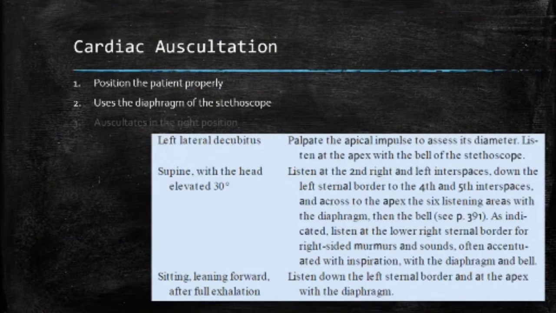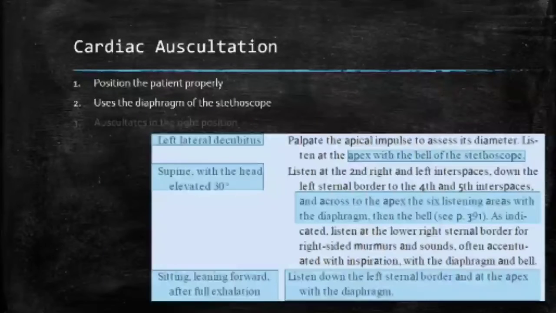In auscultating the heart, position the patient properly. Remember the slide in positioning the patient given early in the initial part of this third lecture.